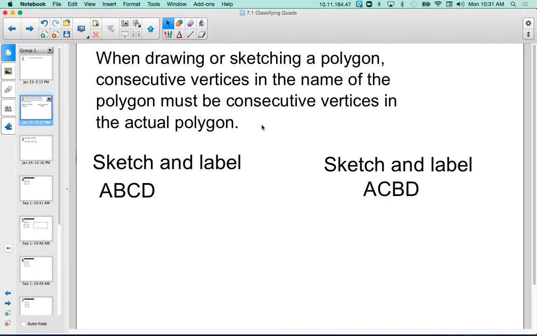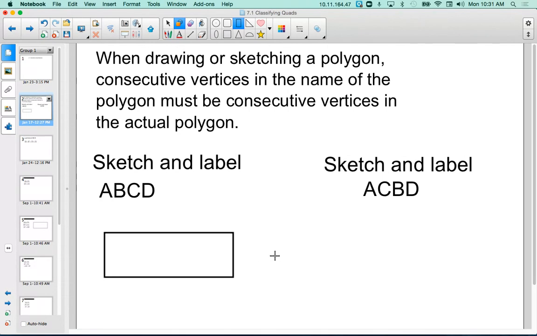Okay? So, when drawing or sketching a polygon, consecutive vertices in the name of the polygon must be consecutive vertices in the actual polygon. So, for instance, if we have A, B, C, D, if I wanted to draw a quadrilateral, and most of the quadrilaterals I draw today, I'm going to draw and make them look like rectangles. That doesn't mean that they are, but if I'm going to go ahead and label this, I need to be consecutive. A goes to B, goes to C, goes to D. Now I could have gone the reverse. I could have gone A, B, C, D. That would also work.